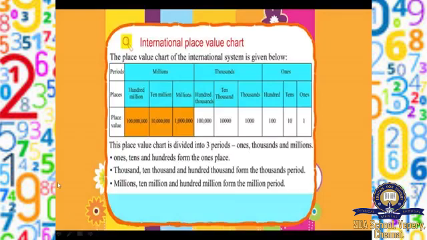International place value chart. Here we have the places and the place value, like ones, tens, hundreds, thousands, 10,000, and so on. Here also the important thing is the periods. Ones, tens, hundreds together is called ones period. 1,000, 10,000, 100,000 together is called thousands period. Million, 10 million, 100 million together is called the millions period.